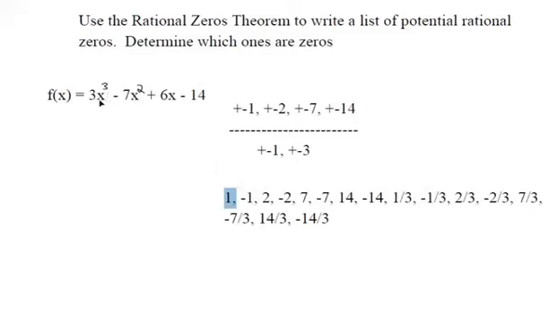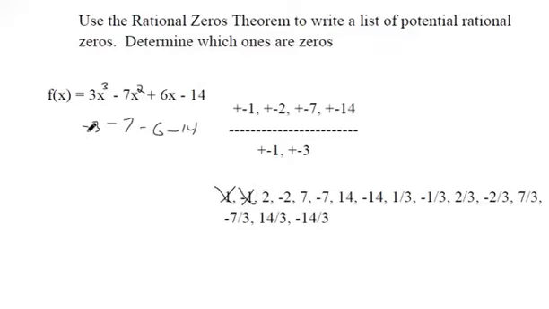Negative 1, if I plug that in, negative 1 to the third is negative 1. Negative 1 times 3 is negative 3. This is negative 7. Did I do that right last time? I think I did. And if I plug in negative 1 here, I get negative 6, and then negative 14, that's negative 20. That's far off from being 0. So that one also doesn't work as a 0.